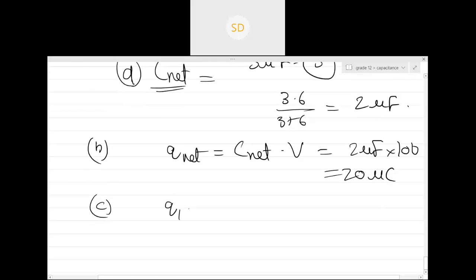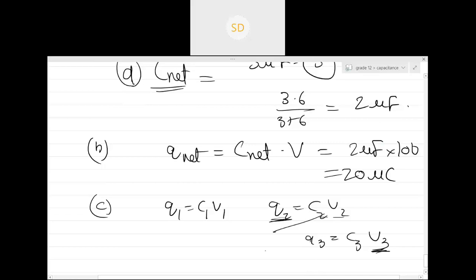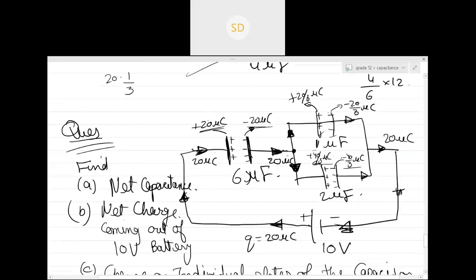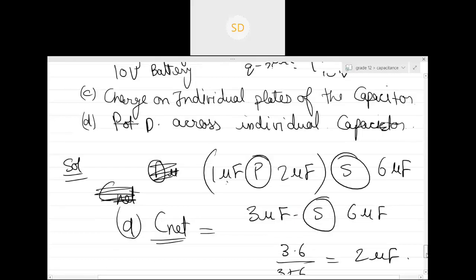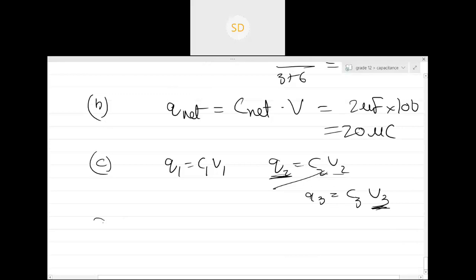So Q1 equals C1 multiplied by V1, Q2 equals C2 multiplied by V2, and Q3 equals C3 multiplied by V3. So can you see V3 can be found out just by dividing the charge with the capacitance? Charge divided by 6, so 20 by 6, 20 by 3 divided by 1, 40 by 3 divided by 2. Are you getting my point? So the D part can be done easily. Is this clear? I'll give you a question.